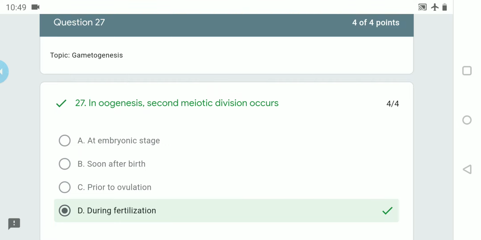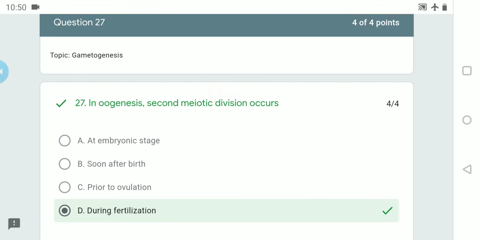Then it undergoes meiotic arrest. Later, the primary oocyte undergoes first meiosis, which gives rise to the first polar body and secondary oocyte. Then it undergoes second meiosis, isn't it? Then there is the formation of the second polar body and ovum. Did you get it? Now in oogenesis, when does the second meiotic division occur? During fertilization, immediately after.